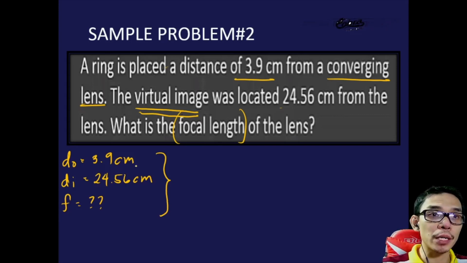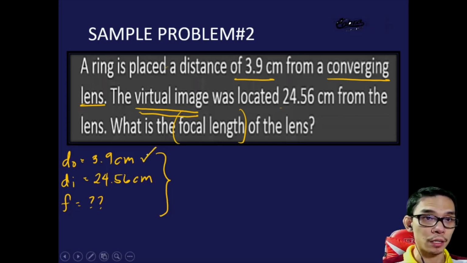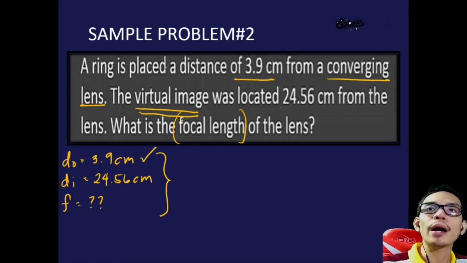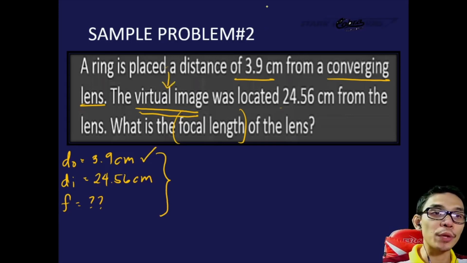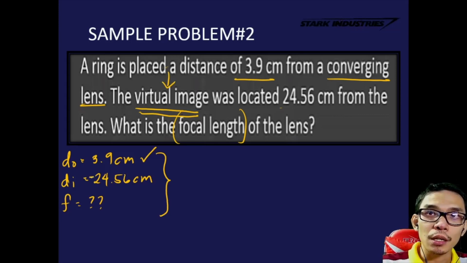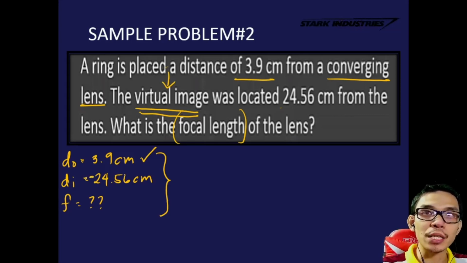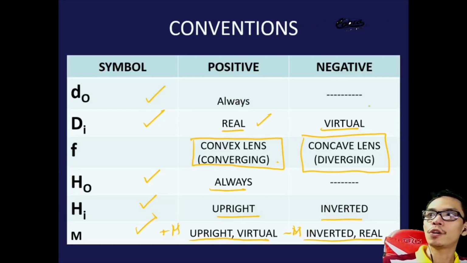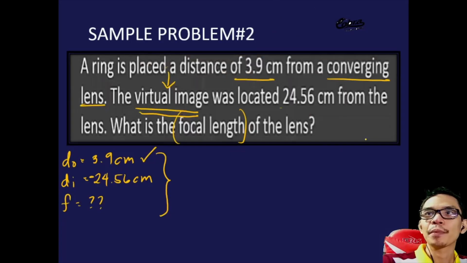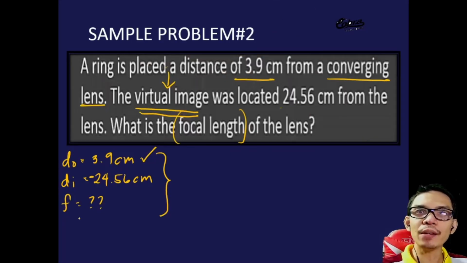The distance of the object is always positive, so we can leave that one. How about the distance of the image? We have the virtual image over here, so we can say that the image distance is negative. The distance of the image on our data is negative because that is a virtual image, based on the sign convention. Going back to that one, this is what we are talking about.